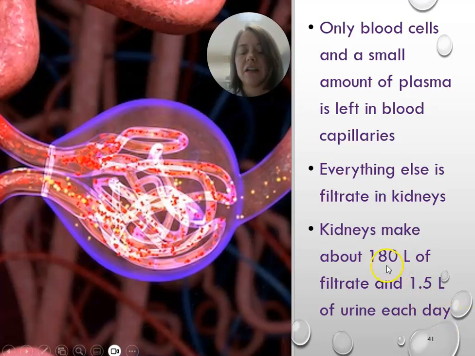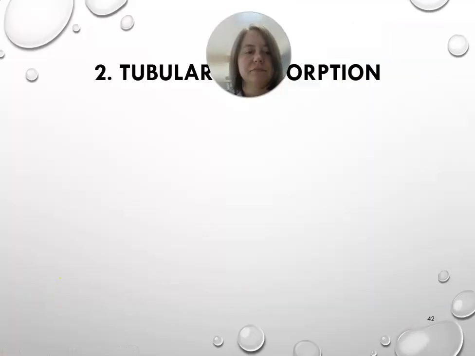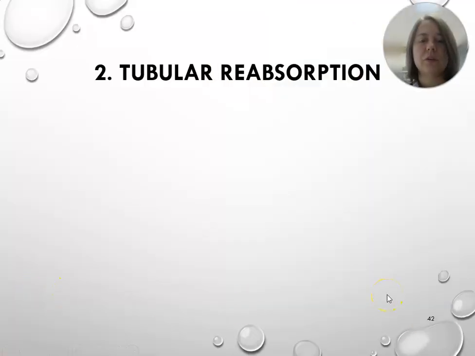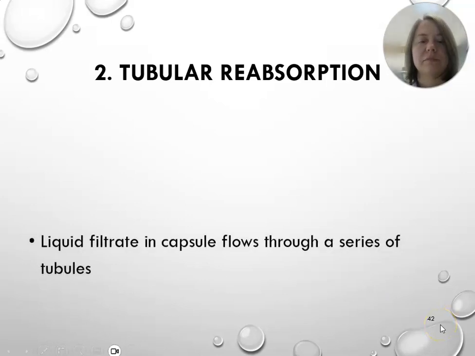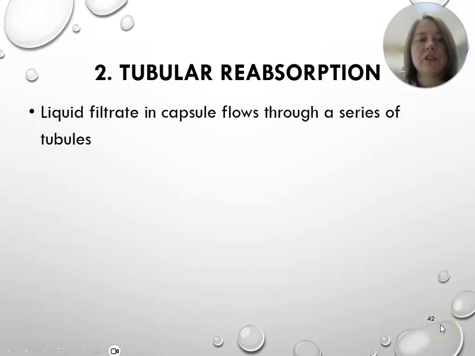So that is like 1%, less than 1%. So 99% of it has to get brought back. And that happens during tubular reabsorption. So the liquid filtrate in the capsule flows through a series of tubules.